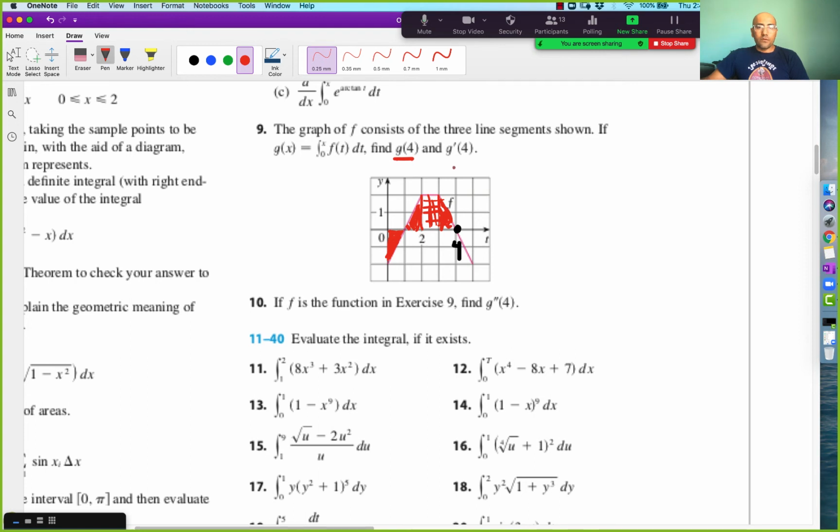Could be good. And what is g prime of 4? Well, remember that g prime must be equal to this guy. It's the f function evaluated at 4. Okay, so this is just going to be 0. Evaluated at 4, 0. Good. Questions, questions, questions?